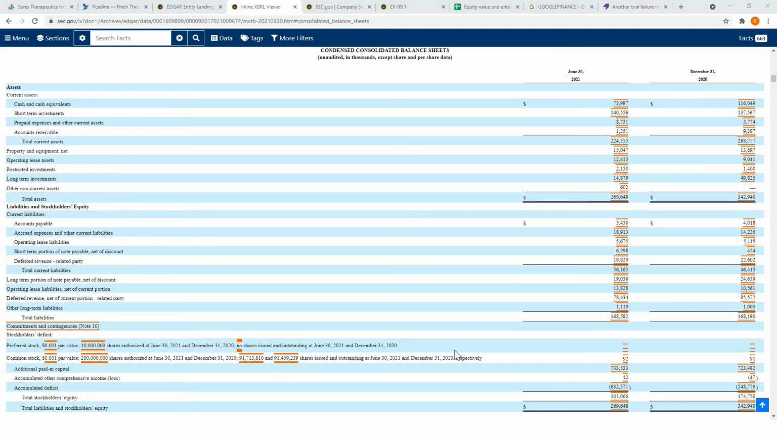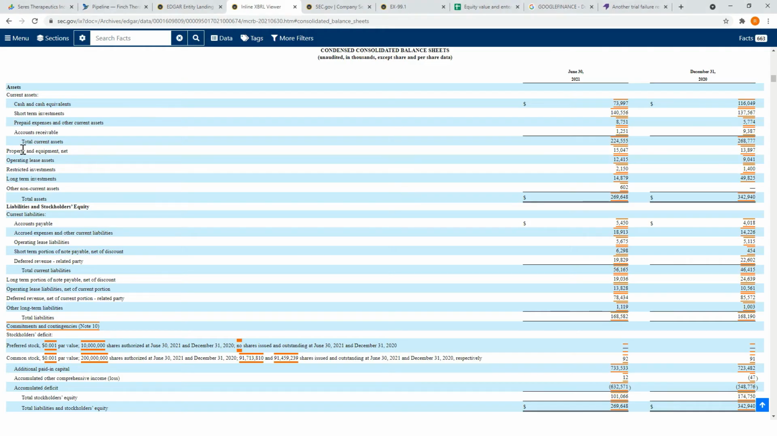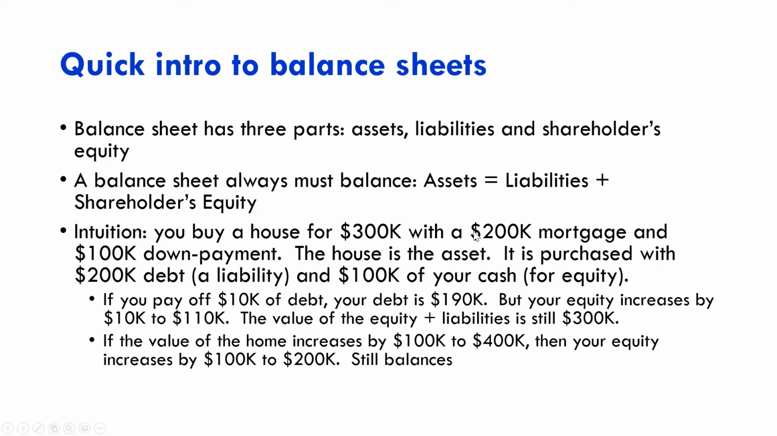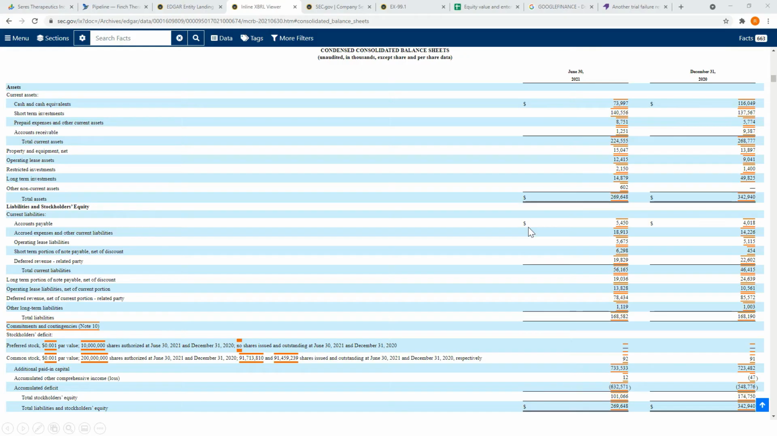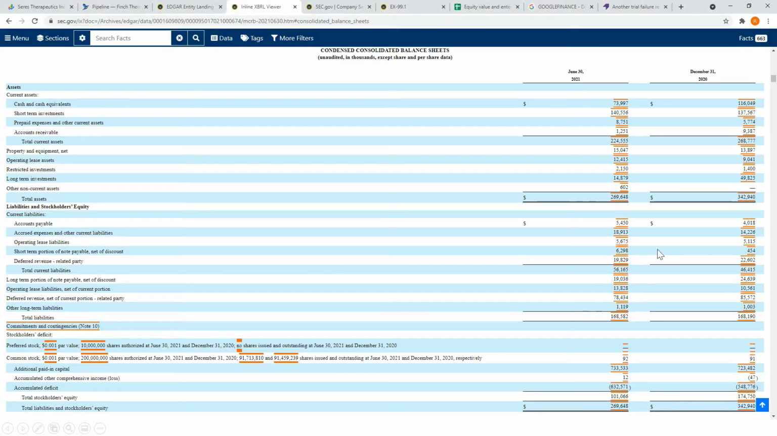For a little bit more intuition, we can go back to the house example here. This is an example of why the balance sheet always balances. When I say the balance sheet balances, that means that assets equal liabilities plus equity. So again, we buy the $300,000 house with a $200,000 mortgage and a $100,000 down payment. The house is the asset. So, back to the balance sheet, you would just say house, and that would be $300,000. Then in the liabilities and stockholders' equity portion, you would have $200,000 of debt. That is a liability, so you'd have debt, mortgage, $200,000. And then you have your equity of $100,000, which would be in here. And that would balance, right?